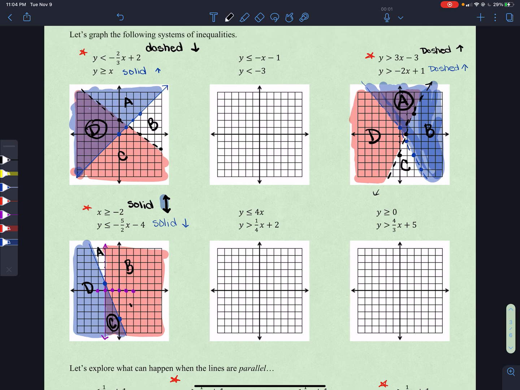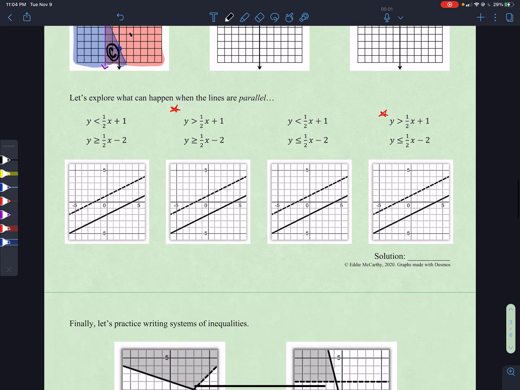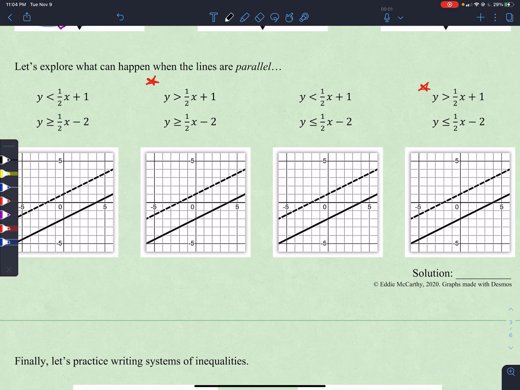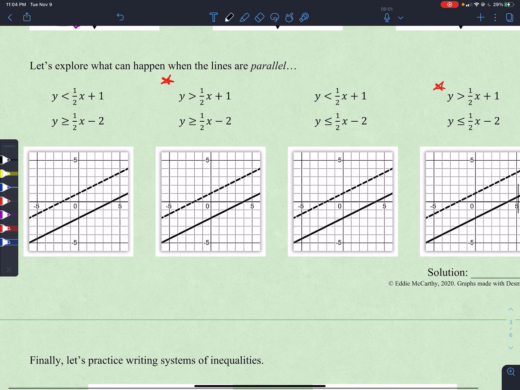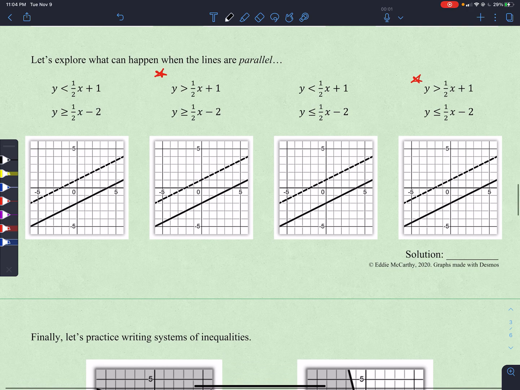All right, last thing that we are going to do together is, hold on, two more things. First one is we are going to look at what happens when we have parallel lines. Remember that parallel lines never intersect. Okay. However, there can still be solutions when it comes to inequalities, because in this case, we're talking about shading.